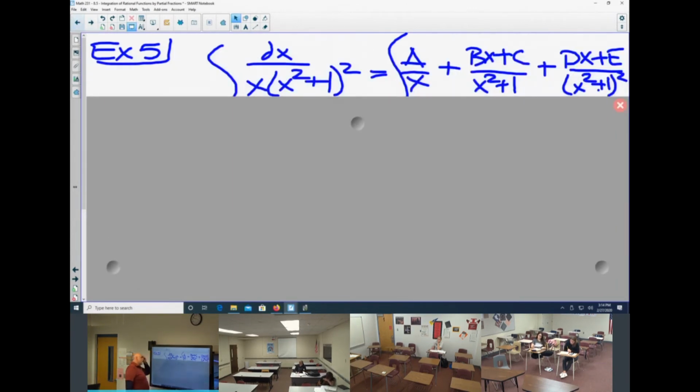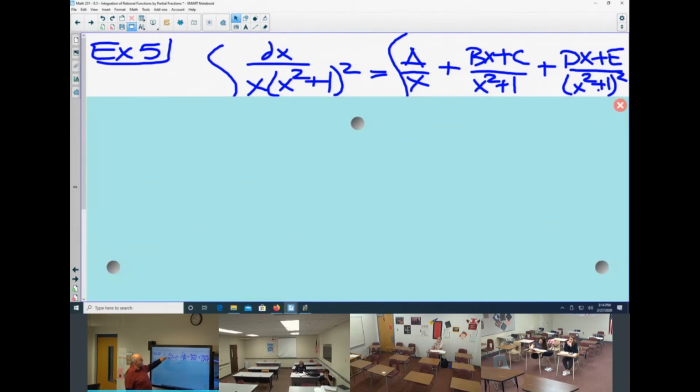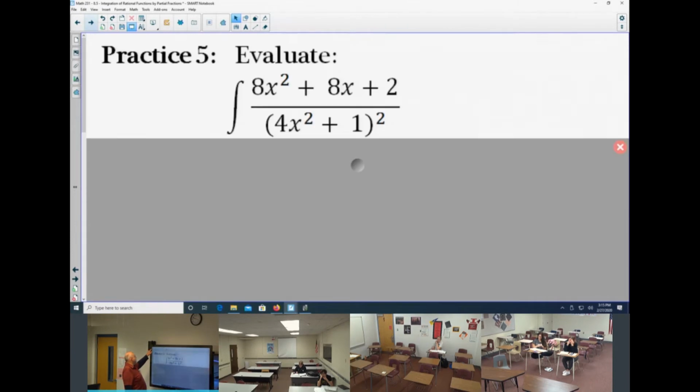All right, so let's just look at this setup here. We're actually not going to go through this. I just want you to see the setup. When we're breaking it down, the x is linear, so it's just a over x. But then x squared plus 1 would give us bx plus c, and then to the second power, it'd be dx plus e. And so then you would go from there. All right, so let's go on to practice 5. Here I want you to just set up the 2 integrals when you break it down.